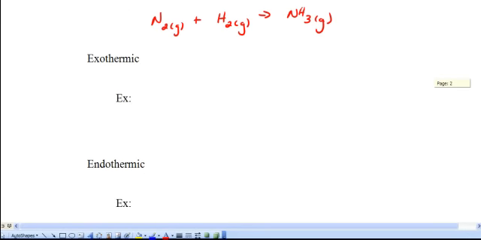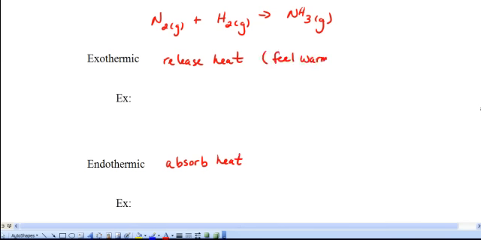All right. There's two more types of reactions, and these are simply being classified by their heat transfer. You have what are called exothermic and endothermic reactions. Exothermic reactions release heat, while endothermic reactions absorb heat. If the exothermic reaction releases heat, if you put your hand up to that, that's going to feel warm. On the other hand, an endothermic process, because it's absorbing heat, if you put your hand up to that, that's going to feel cold.